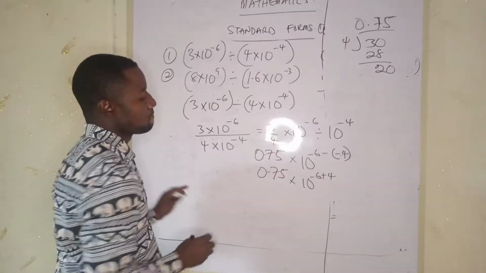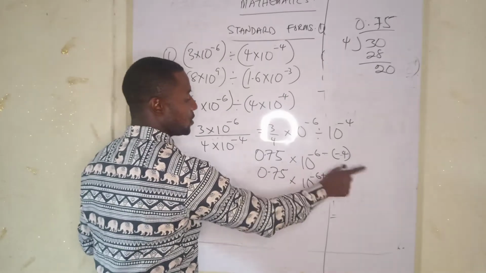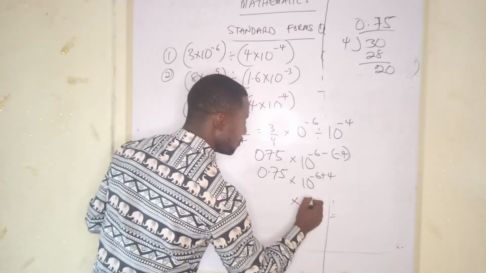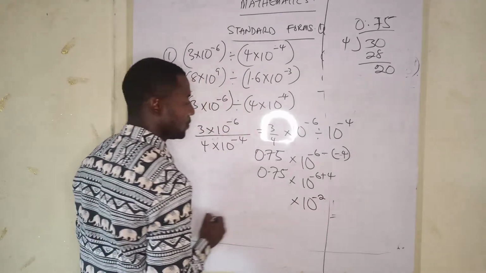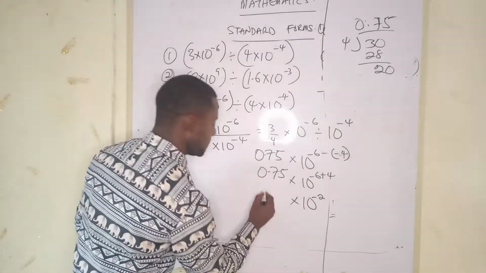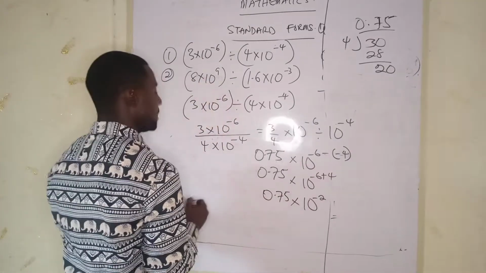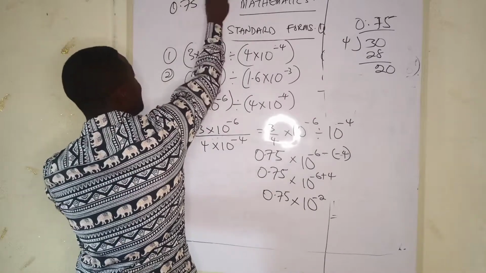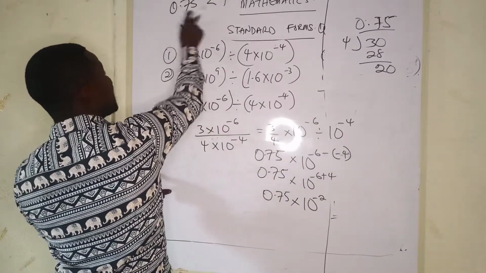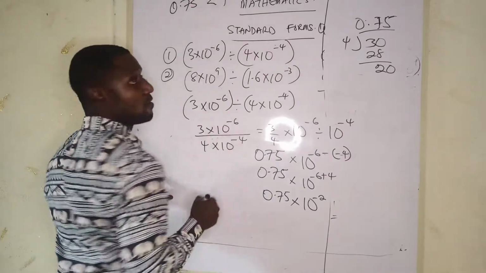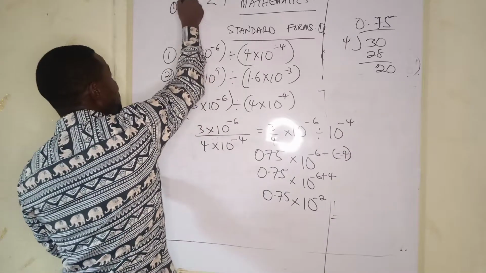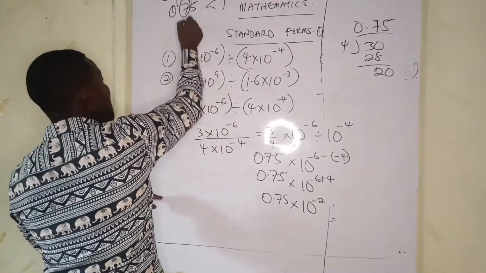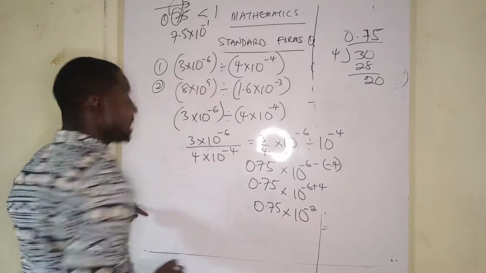We're almost there. Now 0.75 times 10 raised to the power minus 6 plus 4. Minus 6 plus 4 will give you minus 2, times 0.75. And like I did earlier, let's go back again. 0.75 is less than 1. And since it's less than 1, what will we do? We move forward. And to get our unit value, which is 7 here, how many times do we move? We move just once. So it becomes 7.5 times 10 raised to the power minus 1.